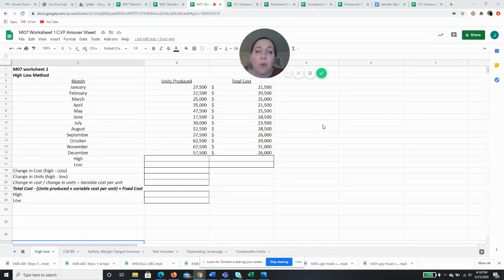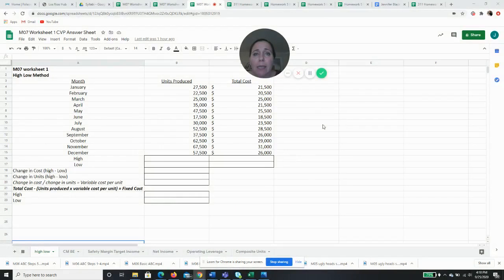Hi. Before we can get started doing all of the cool analysis that we get to do with cost, volume, profit analysis, the first thing we have to do is separate our fixed costs from our variable costs and figure out a way of doing that. So we are going to use the high-low method.